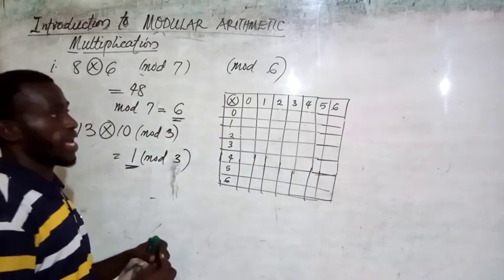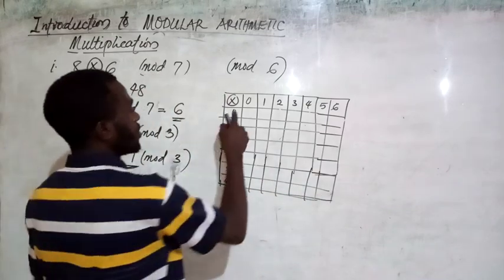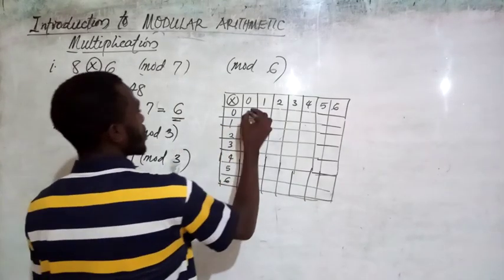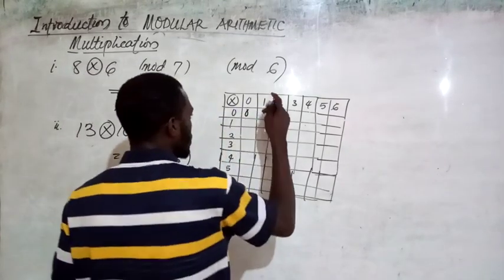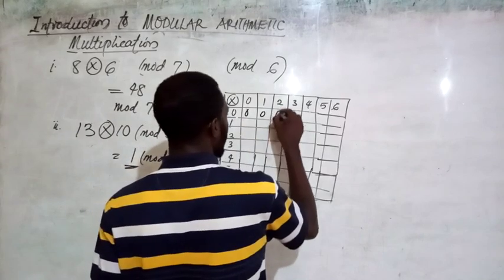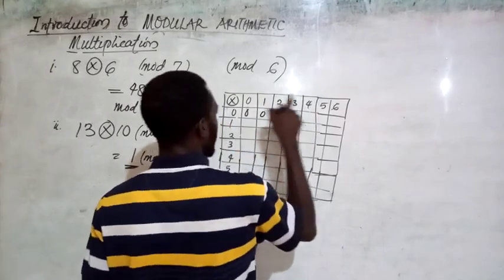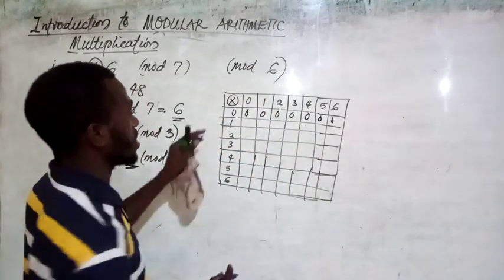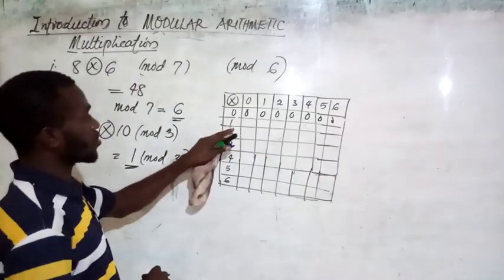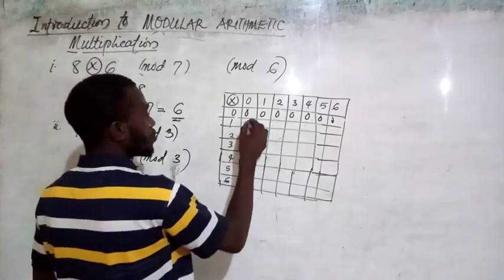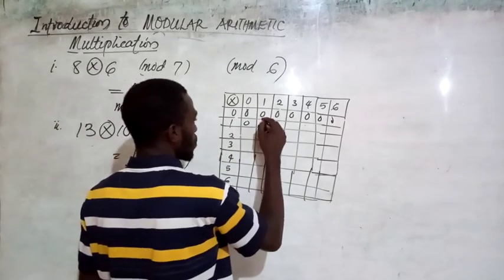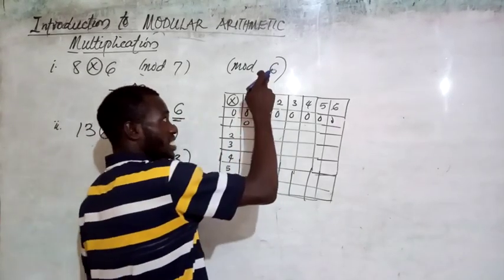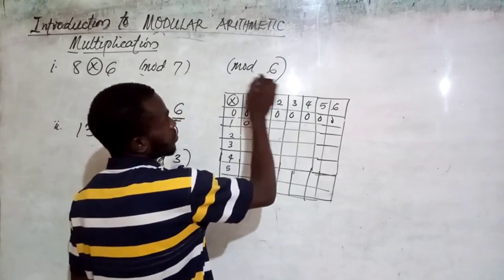Now we begin to multiply. 0 times 0 is going to give us 0. Of course, 0 times 1, 0. 0 times 2, 0. 0 times 3, 0. 0 times 4, 0. 0 times 5, 0. So everything under 0 is going to be 0. Now the next one, 1 times 0 is still 0. Now 1 times 1 is what? 1. Now because it's not greater than the modulo, this multiplication table of modulo 6.